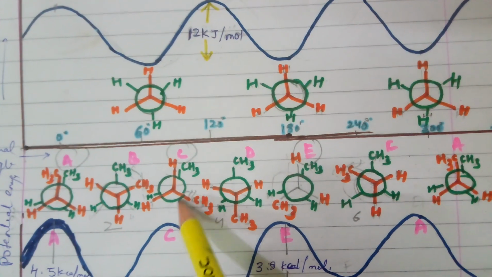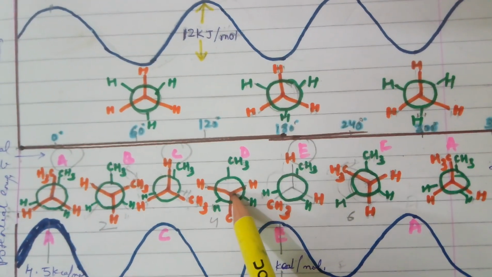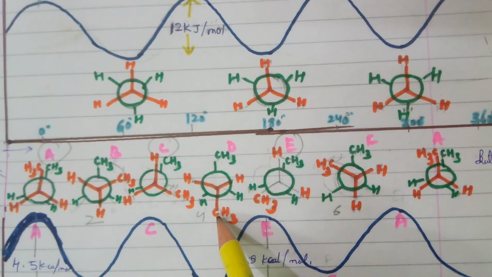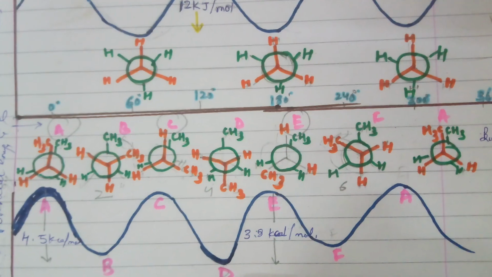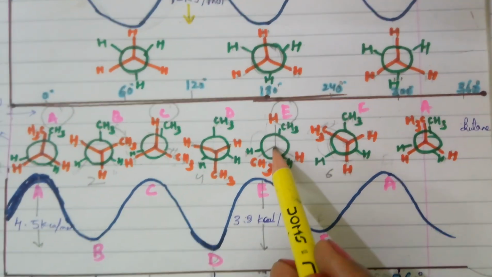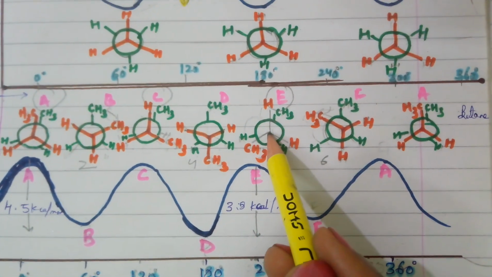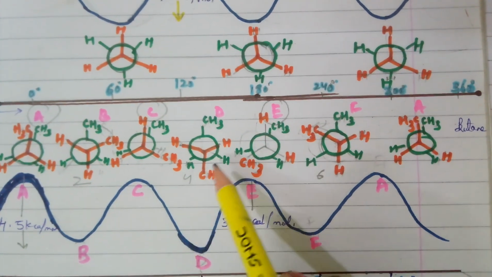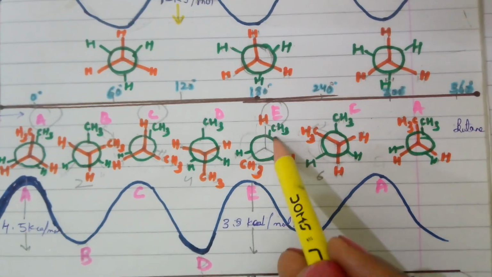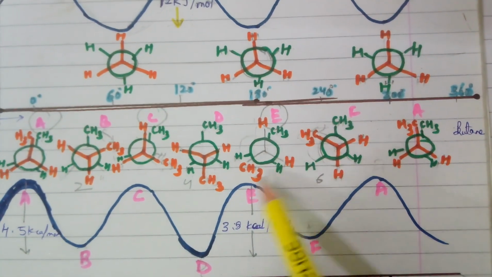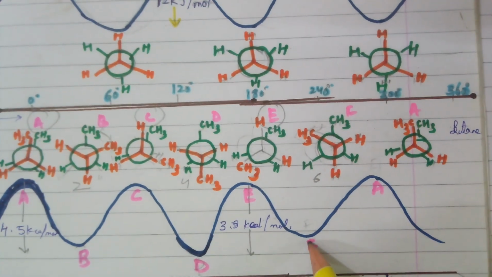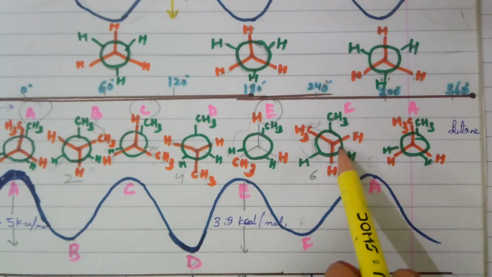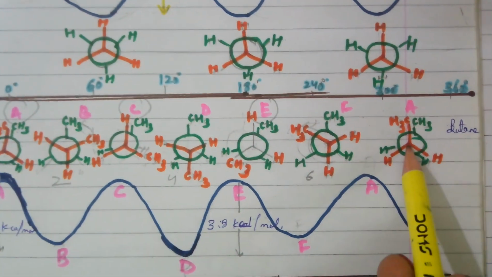If we change by again 60 degrees, we get the staggered. Here two CH3 groups, the bigger groups, are at maximum distance, so this is the most stable one, that is D. Again we change by 60 degrees, we get another eclipsed conformer E, less energy than A and a bit more stable compared to A. Again we change by 60 degrees, we get F. This is also a gauche conformer, staggered one.